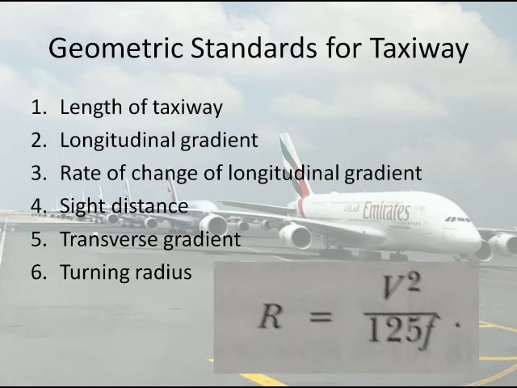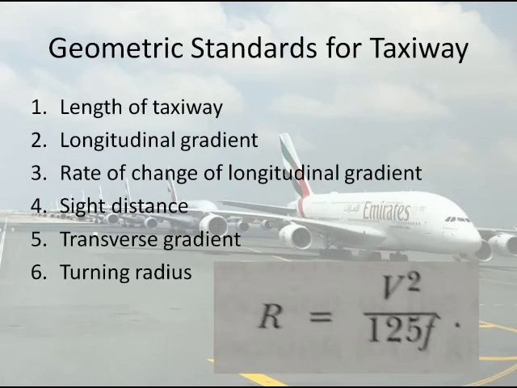The ICAO recommends the following maximum transverse gradients. For A, B and C types of airports, it is 1.5%, and for D and E types of airports, it is 2%. The minimum transverse gradient is not specified, but it is desirable to provide at least 0.5% of transverse gradient. The ICAO does not specify any value for the transverse gradient of taxiway shoulders. The FAA, however, suggests that it should be 5% for the first 3 meter width and 2% thereafter for all types of airport.